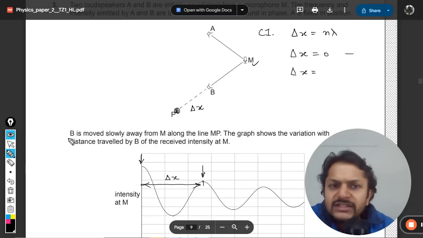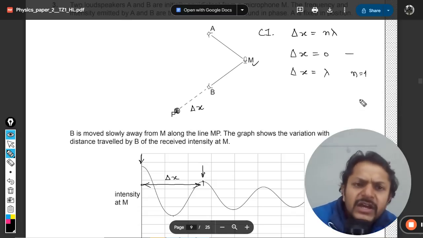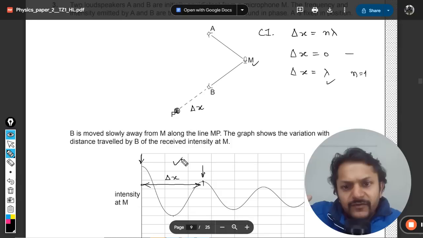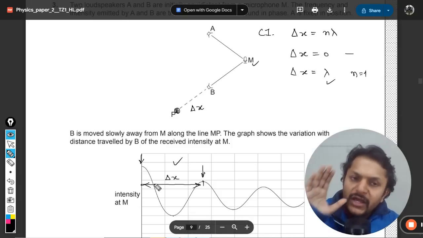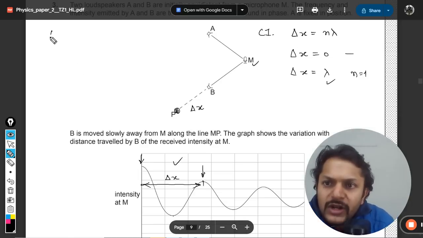So once it is 0, and for the second case, the path difference will be equal to lambda, and n will become equal to 1. So that will be equal to lambda. It means that the path difference, that we can read from the graph, will be equal to the wavelength. I want to repeat this point. Please be careful. We are only and only concerned with the constructive interference and lambda.